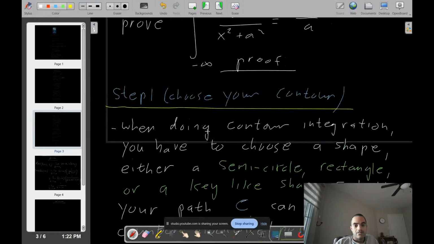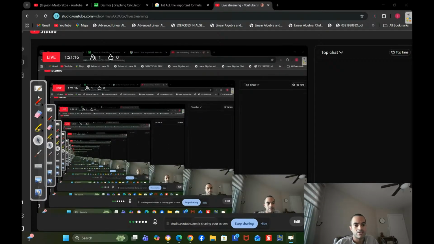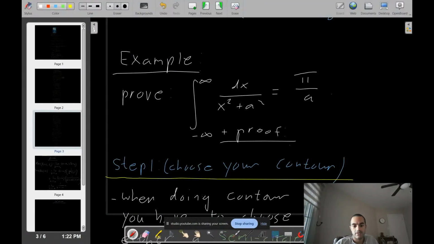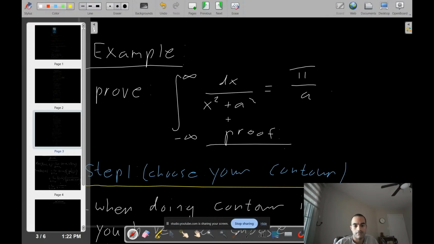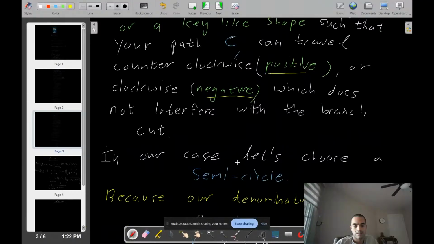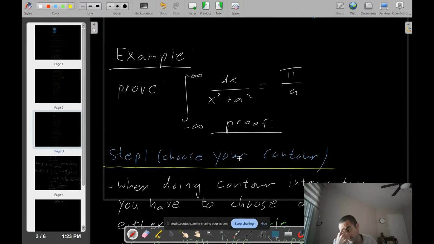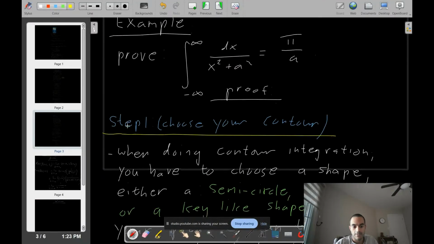Now, in our case, since we're integrating 1 over x squared plus a squared, it's a semicircle that we're going to use. Why am I choosing my contour to be a semicircle for 1 over x squared plus a squared? Anyone in the chat? Anyone know? Nobody at the moment. Okay, that's okay.